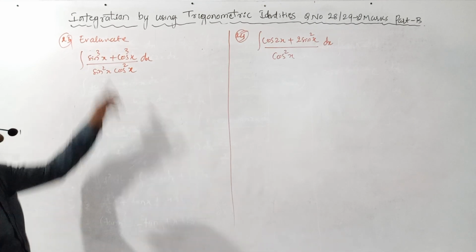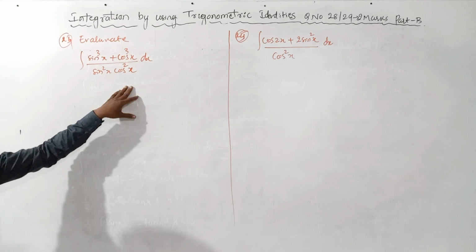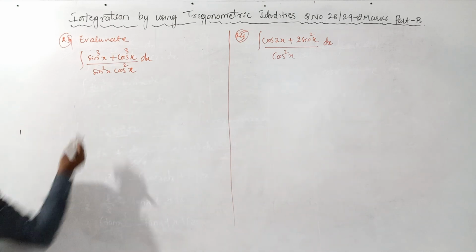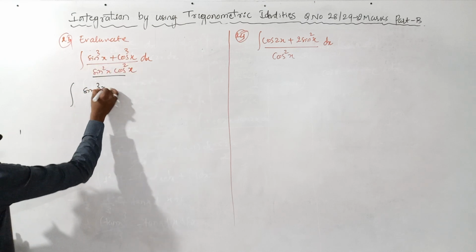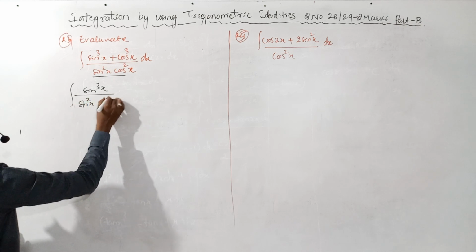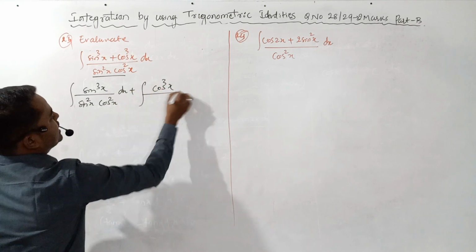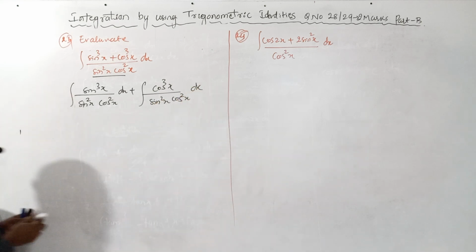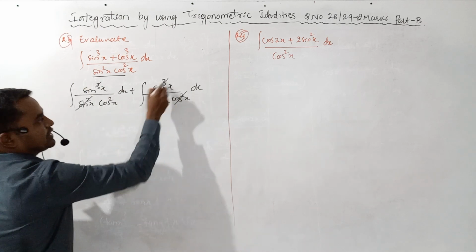Next question. Evaluate the integral of sin cube x plus cos cube x divided by sin square x into cos square x, plus cos 2x plus 2 sin square x divided by cos square x dx. See here, this is common for both the terms sin cube and cos cube. Separate the terms: sin cube x divided by sin square x into cos square x dx plus cos cube x divided by sin square x into cos square x dx. Here sin square x cancels and sin x remains; here cos square x cancels and cos x remains.